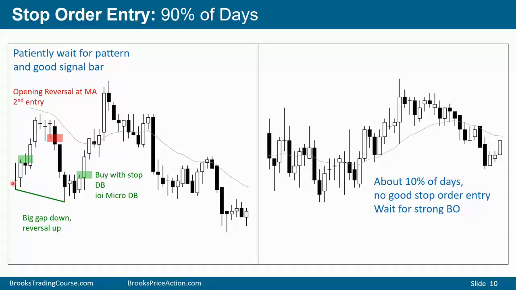Now we have a double bottom. This low is slightly below that low. We broke below yesterday's low, and we're getting a double bottom reversal up. And then we have a micro double bottom as well, down, and then a bull bar up, another bear bar down, and going up again.